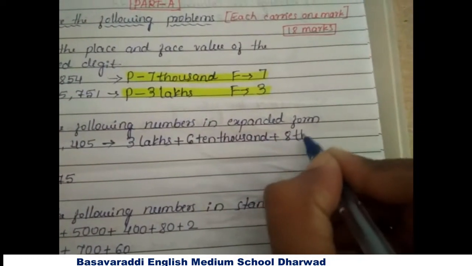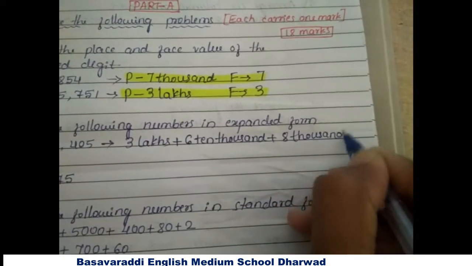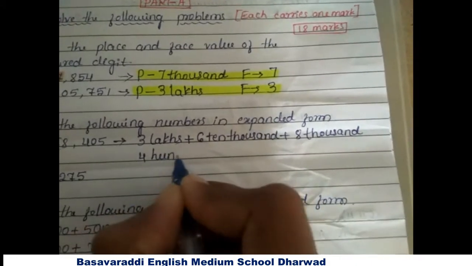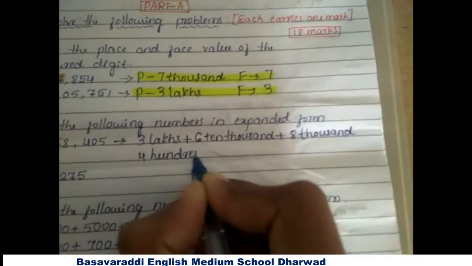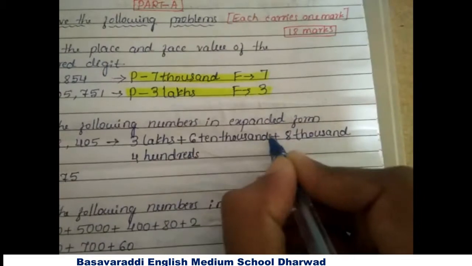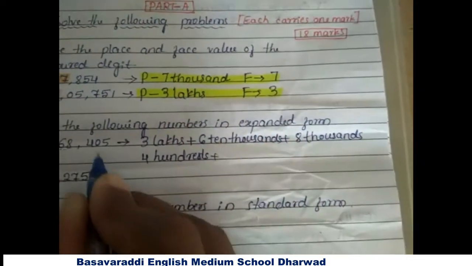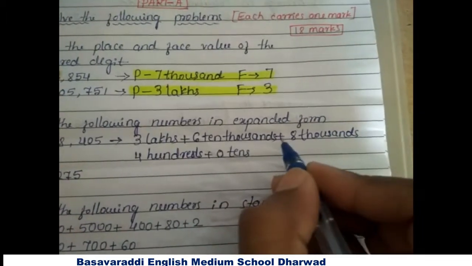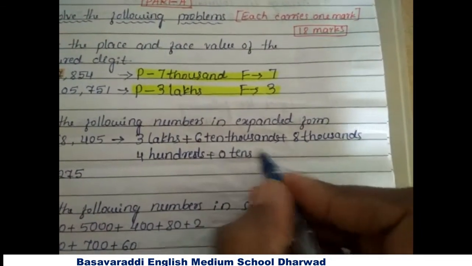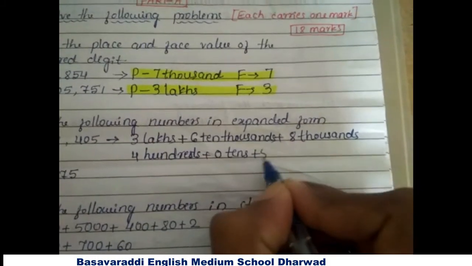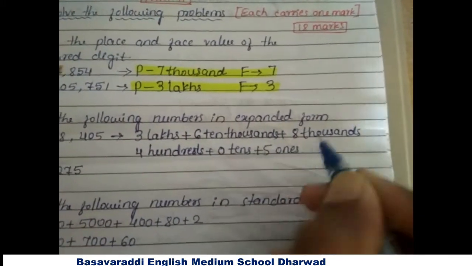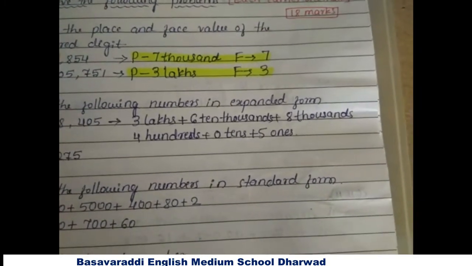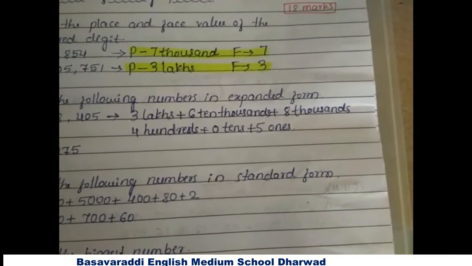8,000, 400, the respective places, the 0 in tens, and the 5 is in ones place. So the expanded form of a number is the sum of the place values of its digits.